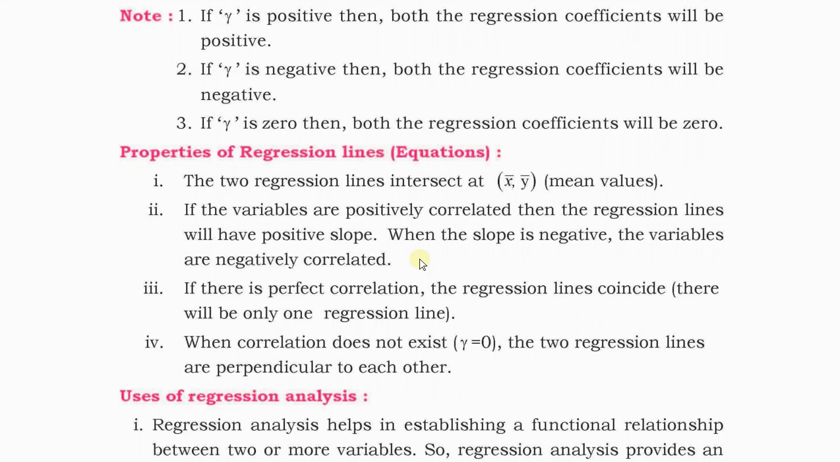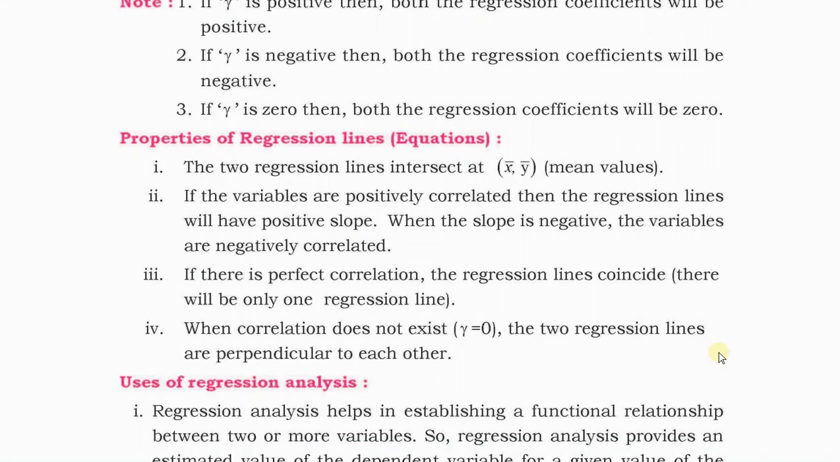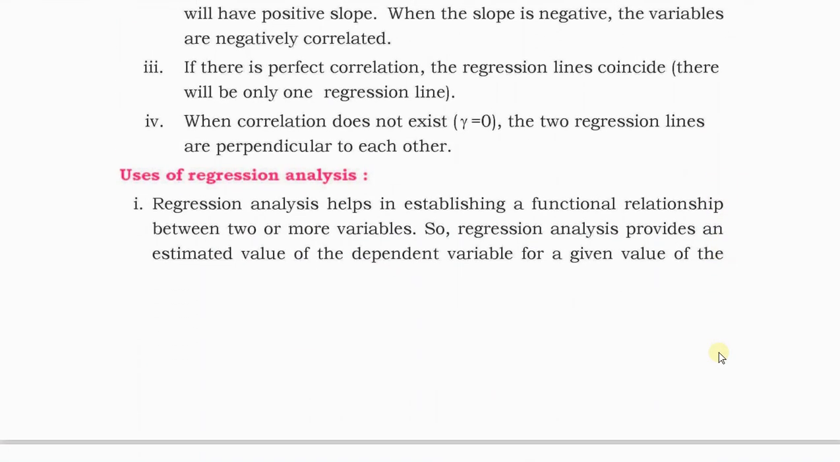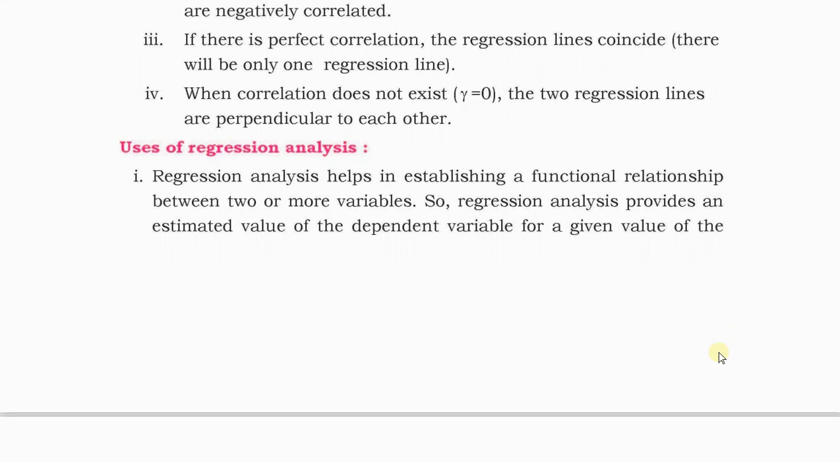If there is a perfect correlation, then the regression lines will coincide. The two lines will merge with each other and become one. Next, if the correlation does not exist, then the two regression lines are perpendicular to each other. That is, there is no relation between line x and line y. So these are the properties of regression lines.